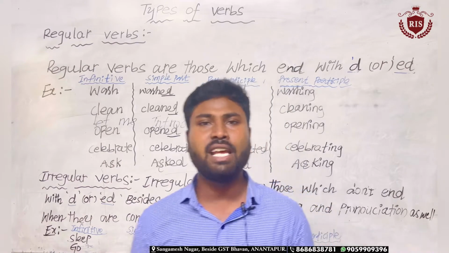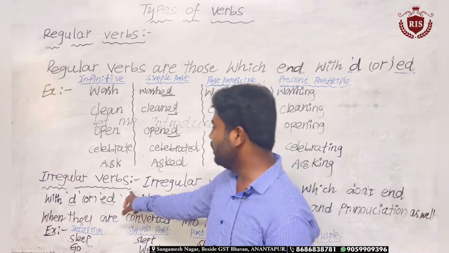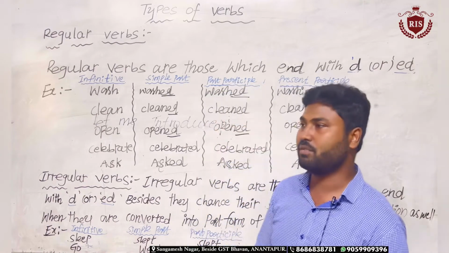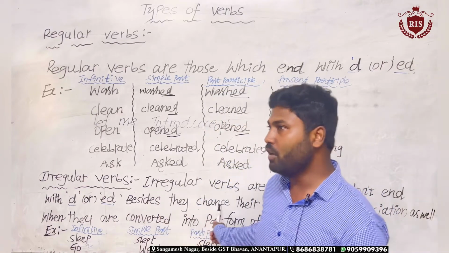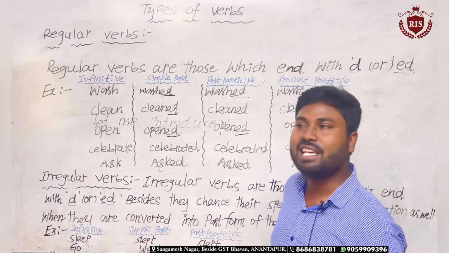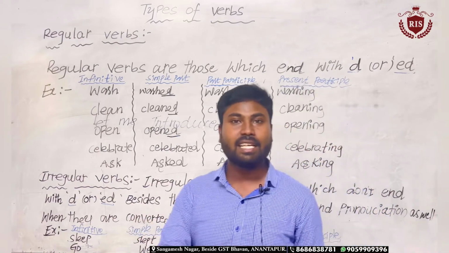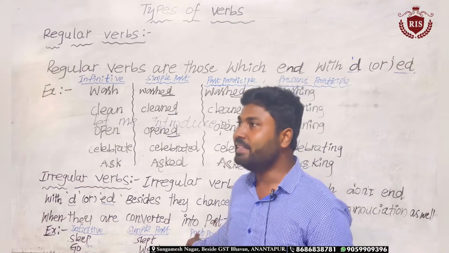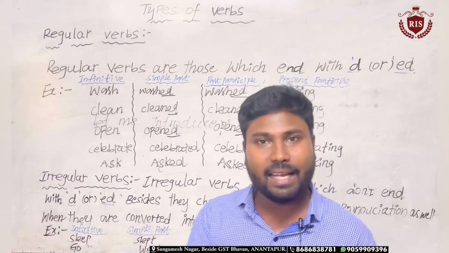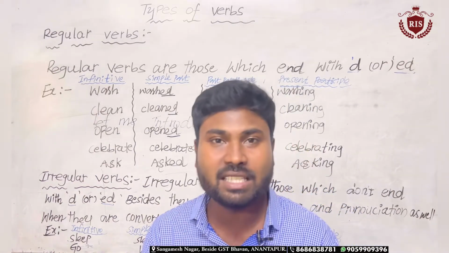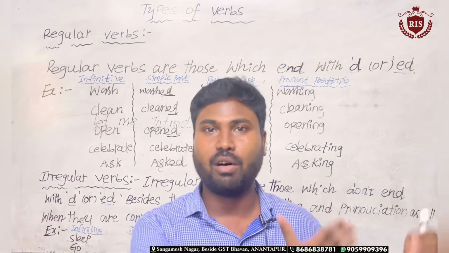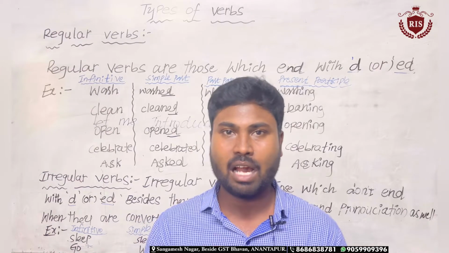So now let us get to know what is irregular verb. So irregular verb, let us go through the definition once. Irregular verbs are those which do not end with either d or ed, and they change their spelling as well as the pronunciation when we convert them into the past form of the verb. Have you understood?